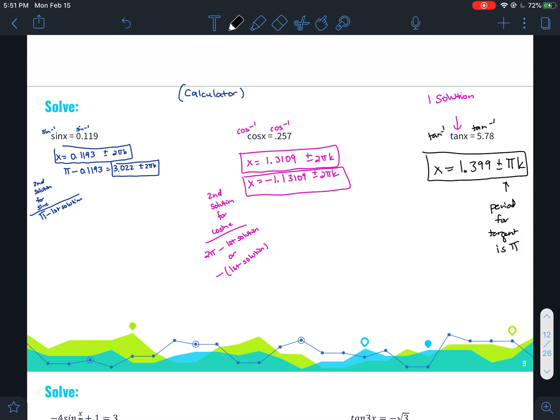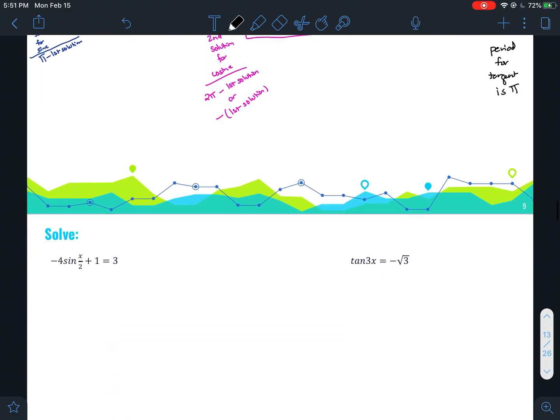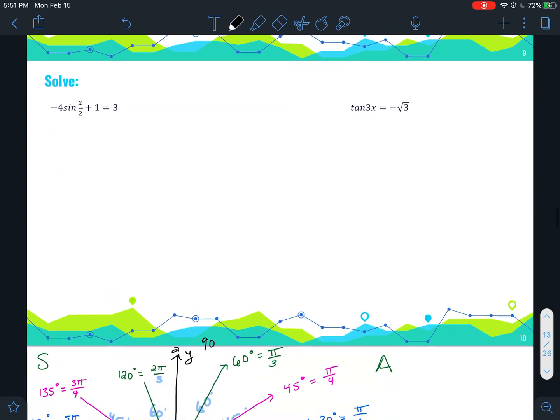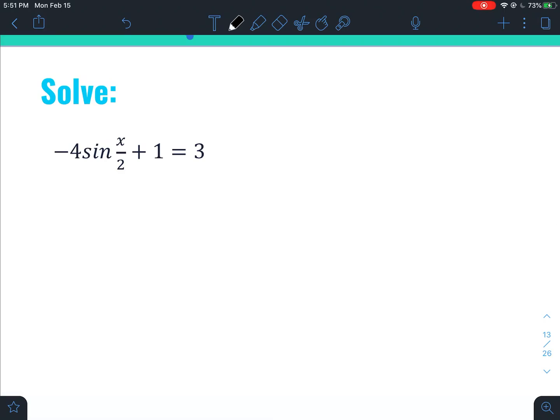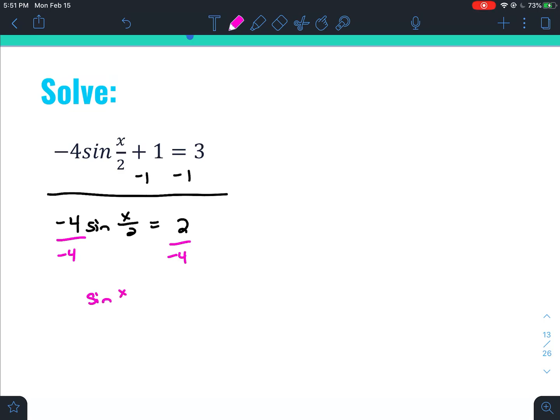So if they're not from the table and you have to use your calculator, that's how you could do it for sine, cosine, and tangent. All right, let's go back to ones that we can solve by hand or algebraically. So remember, your first step is you want to get your trig function by itself. So let's subtract the 1 from both sides, and we would have negative 4 times the sine of x over 2 equals 2. And then divide everything by negative 4. And so sine of x over 2 equals negative 1/2.